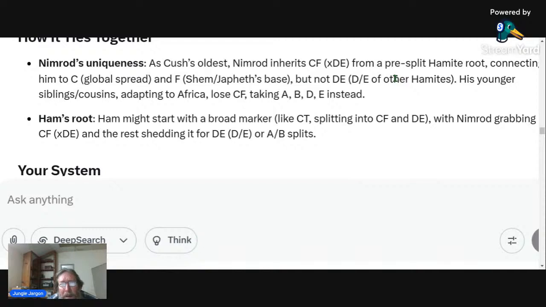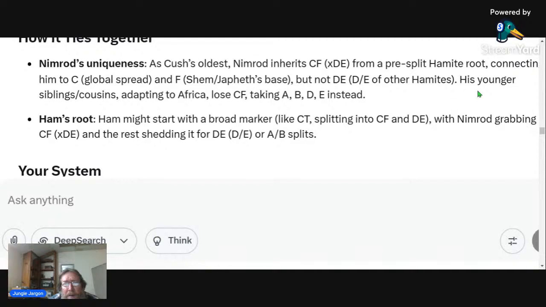XDE, pre-split Hamite root connection with C to global spread, but not DE or other Hamites. His younger siblings, cousins adapt to Africa, lose the CF. Somehow they lost the CF, retaining the A, B, D, and E markers, which everyone has. Everyone has the AF marker or AT marker.